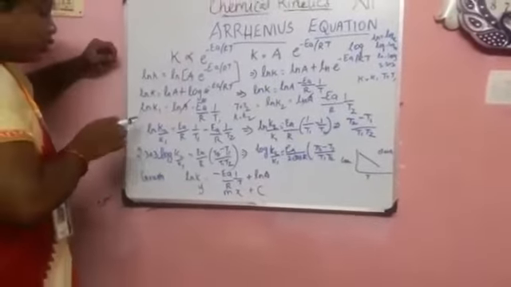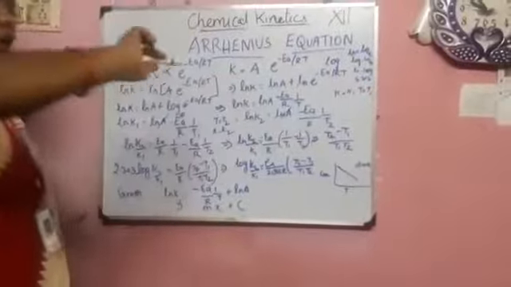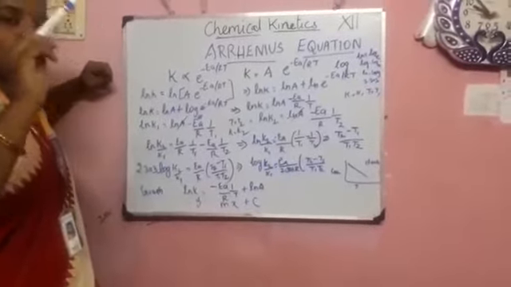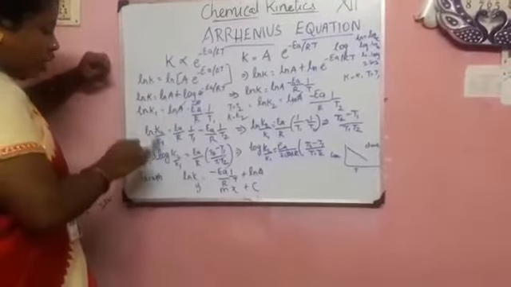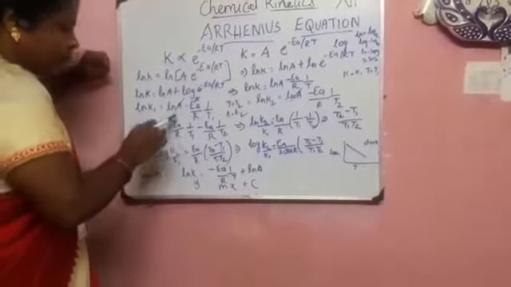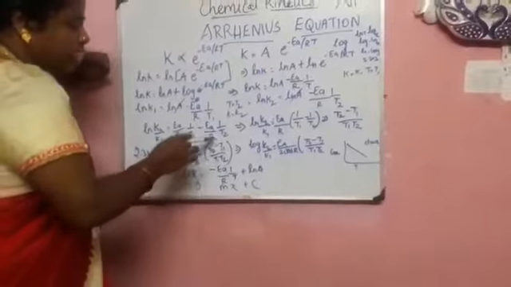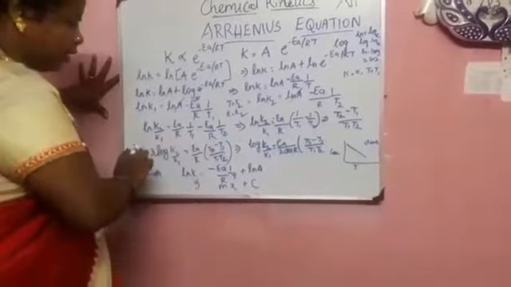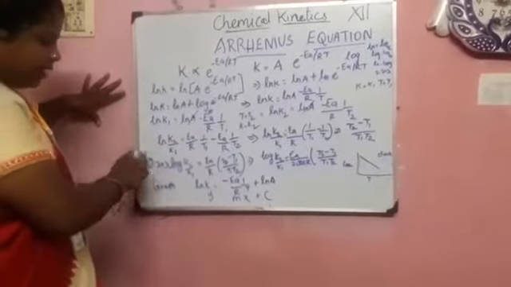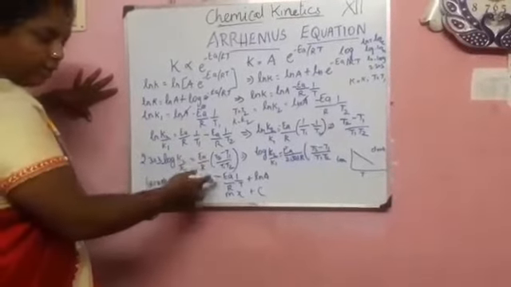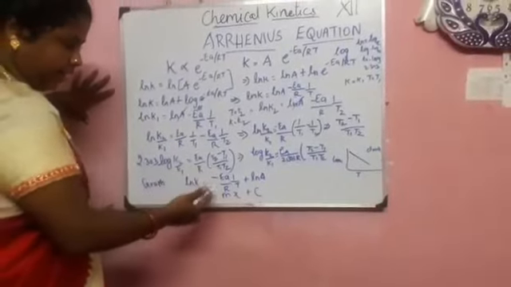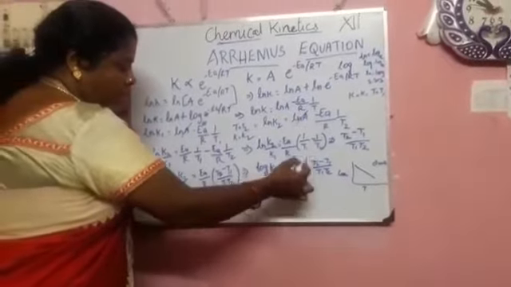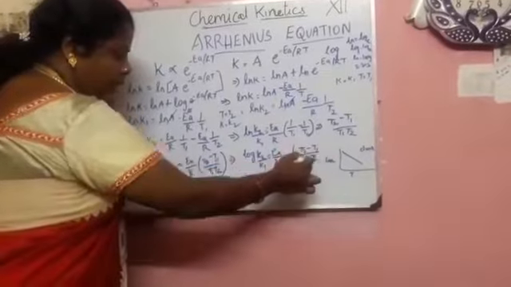As I told earlier, ln converted into log means you have to multiply with 2.303. So 2.303 log of k2 by k1 equals Ea by R into T2 minus T1 by T1 T2. Then the 2.303 is divided on the other side, so Ea by 2.303 R into T2 minus T1 by T1 T2.